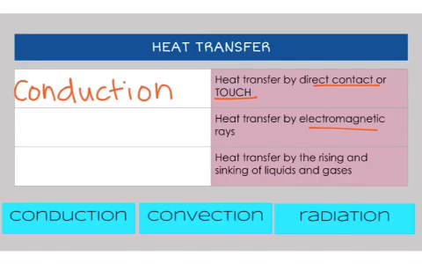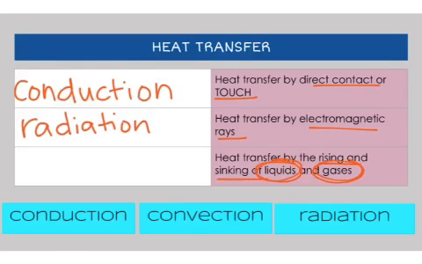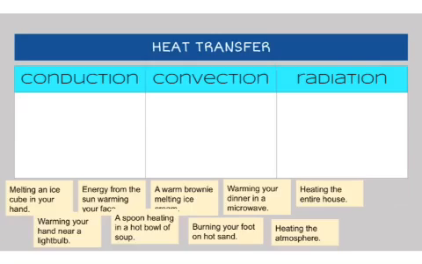When heat is transferred by electromagnetic rays or waves, that's radiation. That usually happens when heat travels through space, and that's usually with sun or fire, something you're not actually touching. And then if heat is transferred by the rising and sinking of liquids and gases, so all the liquids in one area or all the gases are going to transfer heat, or all of it's going to warm up, that is convection. Anytime you're heating liquids or gases.